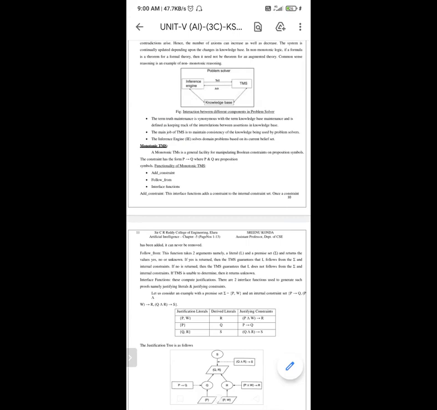Next one, follow from. This particular function takes two arguments: a literal L and a premise set sigma, and returns the values yes, no, or unknown. So it is going to return either a yes value, a no value, or an unknown value. It takes two arguments, the literal and the premise set sigma, and returns either yes or no or unknown.